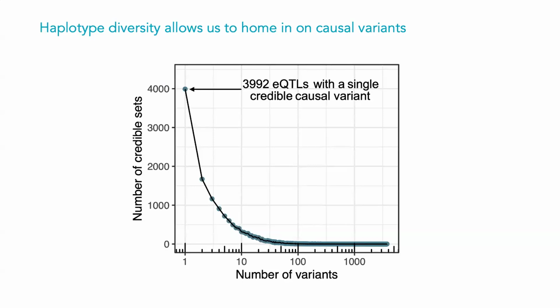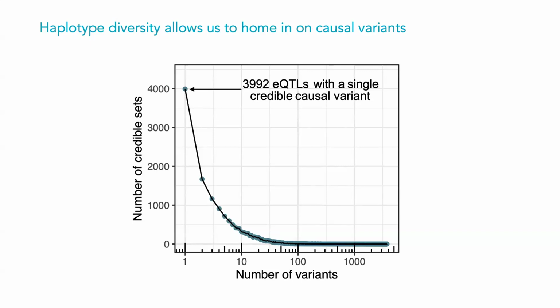Coming back to the question of the fine mapping resolution, for about 4,000 of those credible sets, SuSiE can narrow down the signal just to a single candidate variant with high probability. So we think that these 4,000 variants, we've identified with some certainty the actual causal variant that's influencing gene expression. And those are quite interesting to follow up.